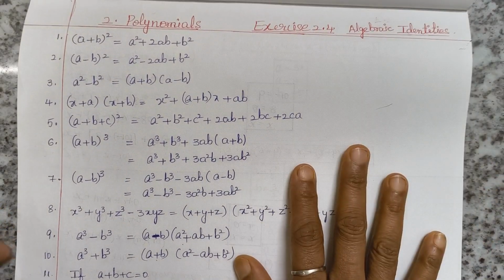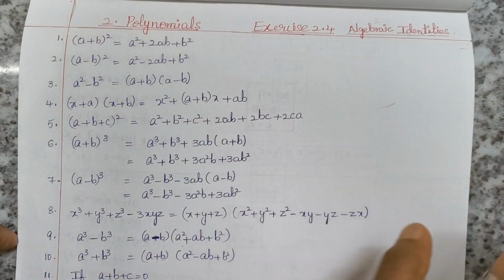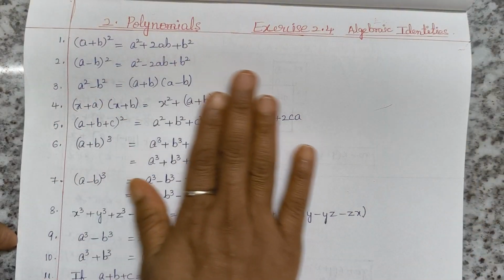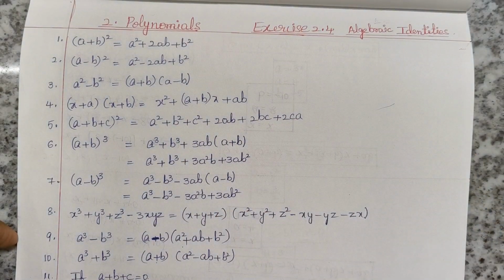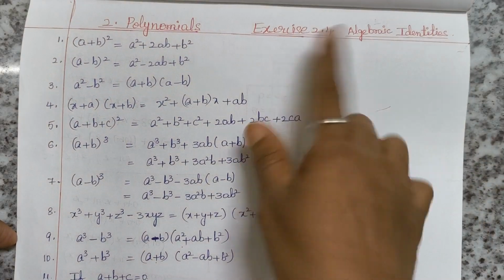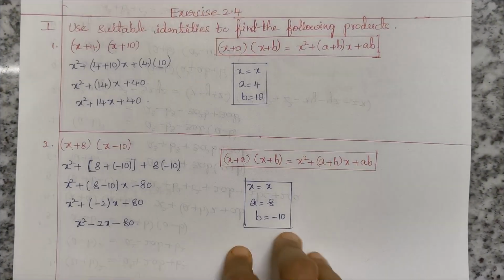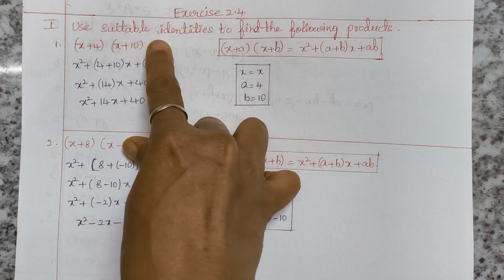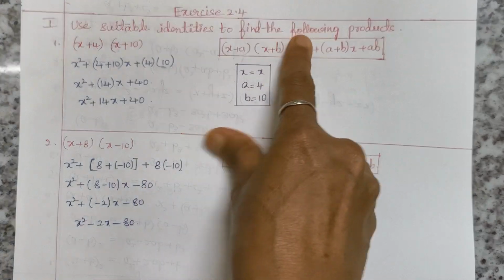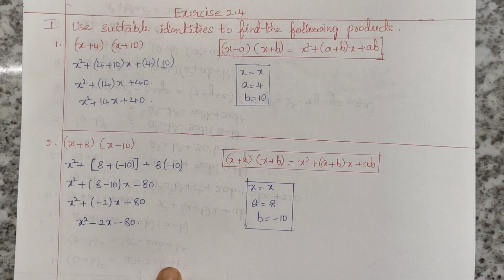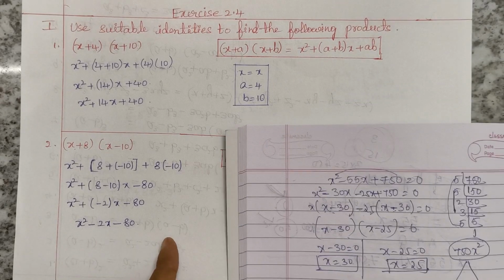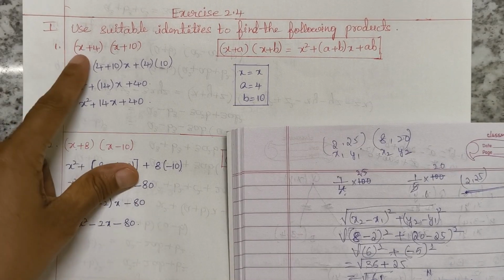So, now we will keep in our mind these formulas and we will start the exercise. I have given all formulas at a time. You can note it. Okay. Now we will start exercise 2.4. Now first question, use suitable identity to find the following products. So, which identity is possible? You can think it and you solve the questions. This is the first question.